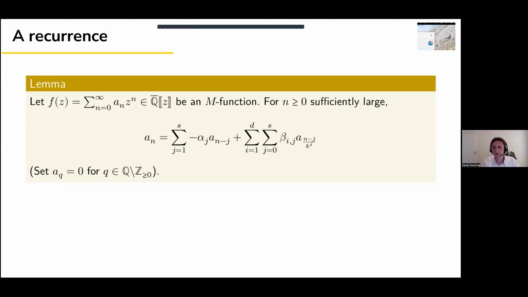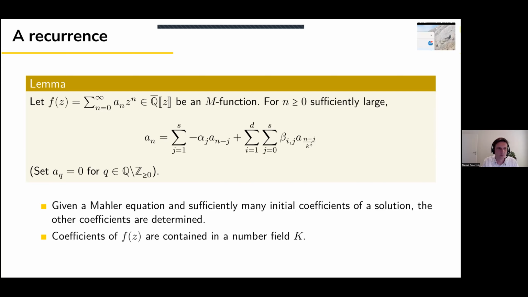And then from this functional equation, one can also derive a recurrence for the coefficients, at least for sufficiently large n. You get a recurrence of this type. This comes from the P0 coefficient, the linear part, and then this f with z to the k^i substituted gives you these coefficients here, where we set a_q to be 0 if q is not an integer. It's not really important what this recurrence is. It's just important that there is a recurrence on the coefficients. So there's some kind of a combinatorial structure on the sequence of coefficients.